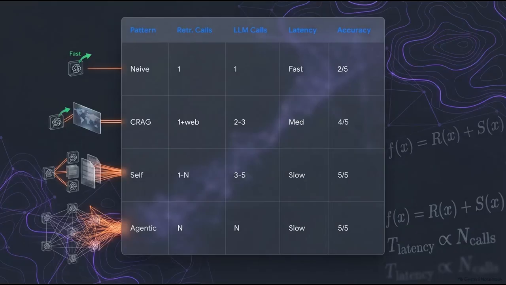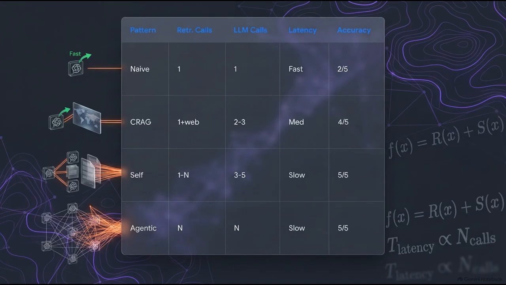Take a look at this comparison, because it reveals the ultimate engineering trade-off. Naive RAG, it's incredibly fast. One LLM call, you're done. But its accuracy sits at a pretty generous 2 out of 5. Now, as you push for that elusive 5-star accuracy, using things like self-RAG or agentic RAG, your LLM calls multiply, and your latency inherently plummets to slow. You simply cannot have maximum reasoning and maximum speed at the exact same time.